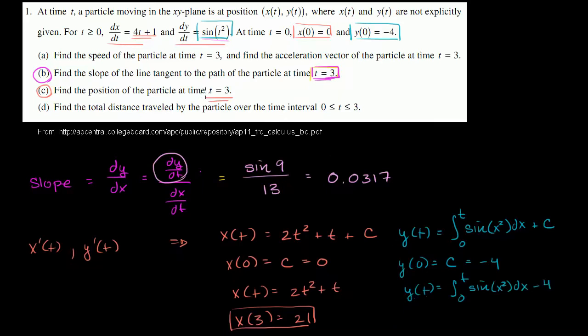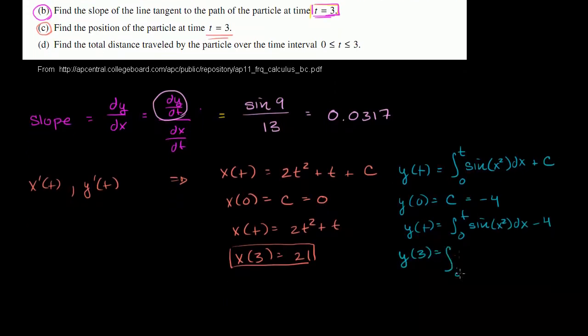And they want us to figure out what, we already figured out what x of 3 is. Now we have to figure out what y of 3 is. y of 3 is going to be equal to the integral from 0 to 3 of sine of x squared dx and then minus 4. And once again, lucky for us, we can use calculators here.